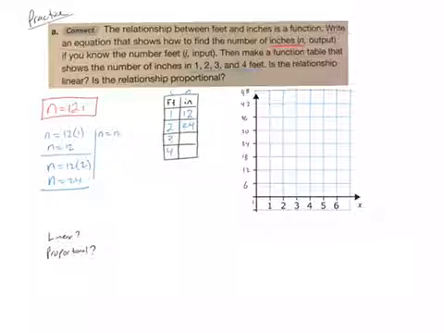n is equal to 12 times 3, which means n is equal to 36. And n is equal to 12 times 4, which means n is equal to 48.